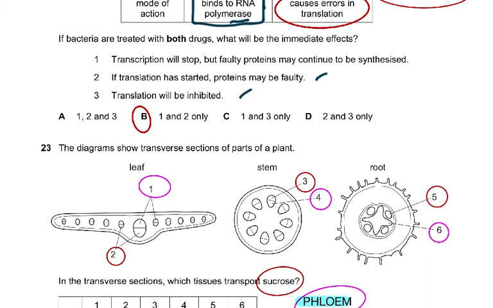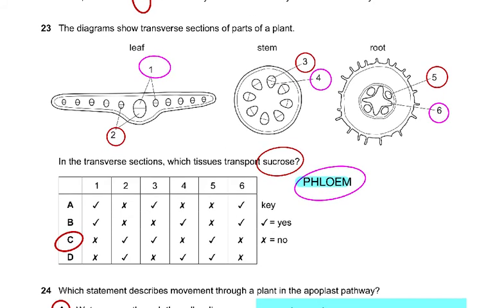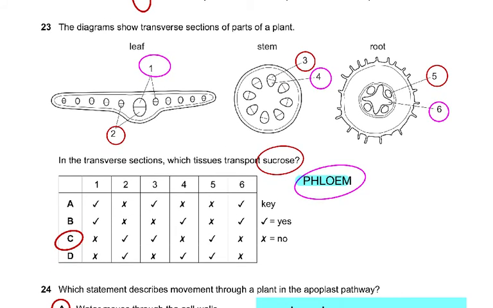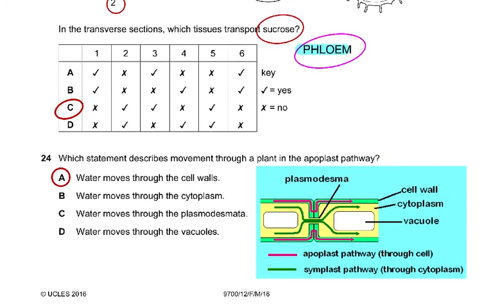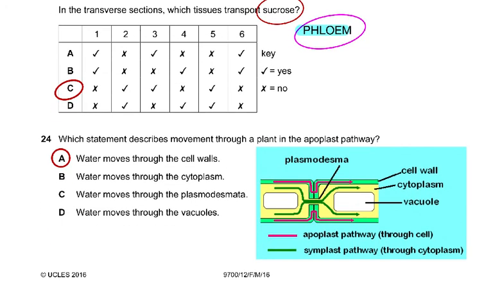Then we have 23. Now 23 is a question on transport in plants. The diagram shows a transverse section of parts of a plant. In the transverse sections, which tissue transports sucrose? Of course, we know it is the phloem, so you have to identify the phloem. And the answer to that was C. Then question 24. Which statement describes movement through a plant in the apoplast pathway?